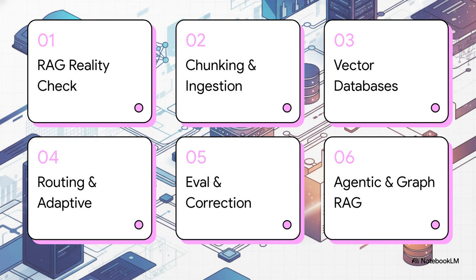So, here is our roadmap for the session. 1. The RAG reality check. 2. Intelligent chunking and ingestion. 3. Scaling vector databases. 4. Routing and adaptive patterns. 5. Evaluation and self-correction. And finally, 6. Agentic, multimodal, and graph architectures. It's a comprehensive roadmap for us to really level up our AI systems.